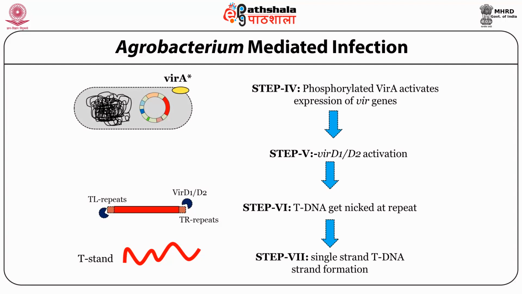Vir-A autophosphorylation activates the expression of Vir genes and leads to activation of a range of virulence genes, including D1 and D2. Now D1 and D2 will specifically excise out the tDNA molecule from the Ti plasmid and will make a single strand tDNA. As you can see in this picture, you have Agrobacterium with a Ti plasmid, in which the tDNA sequence is nicked by Vir-D1 and D2, and a single strand is chewed up, and we have a single tDNA strand.